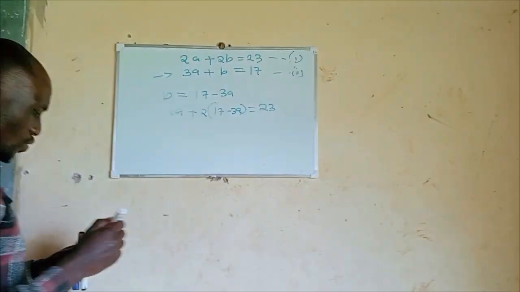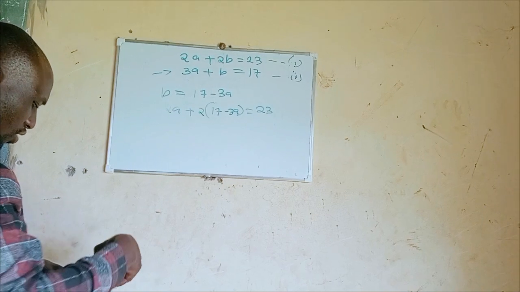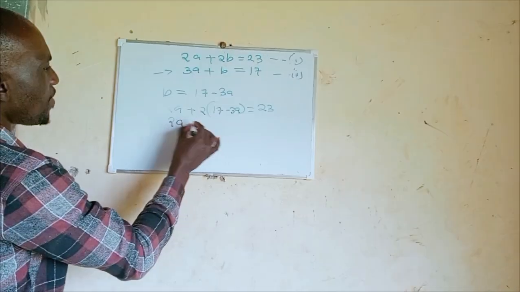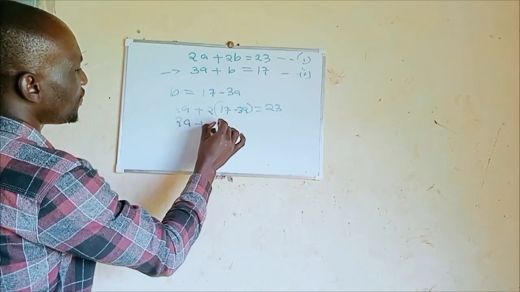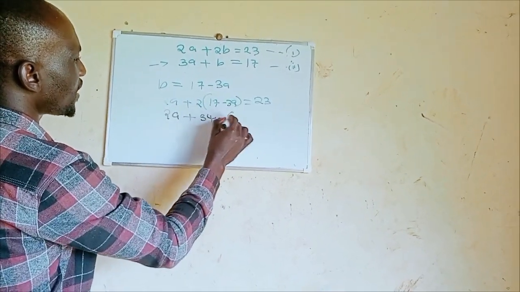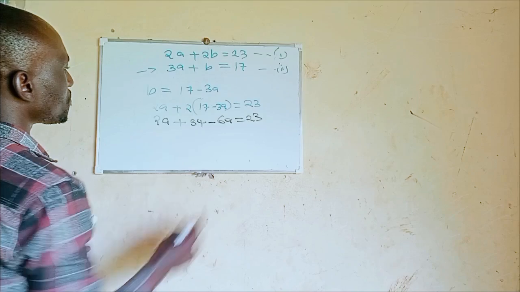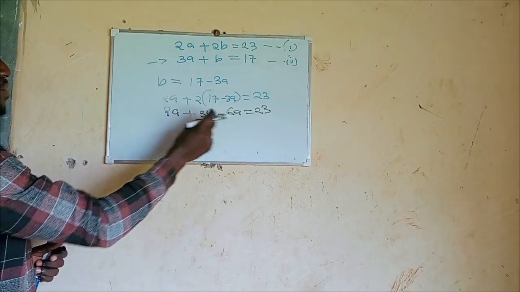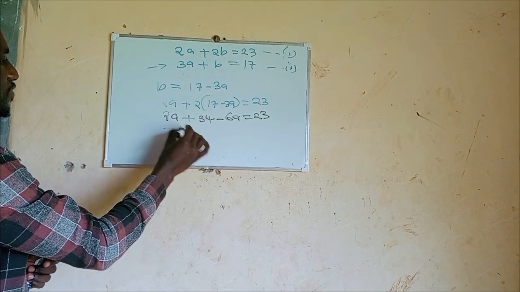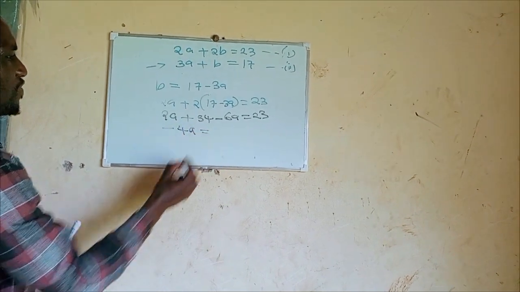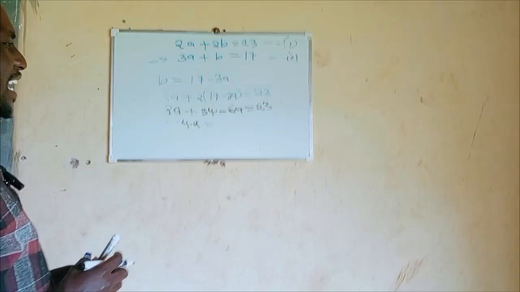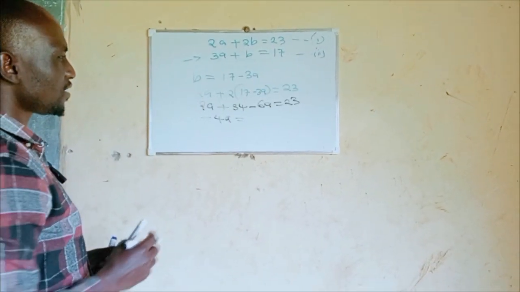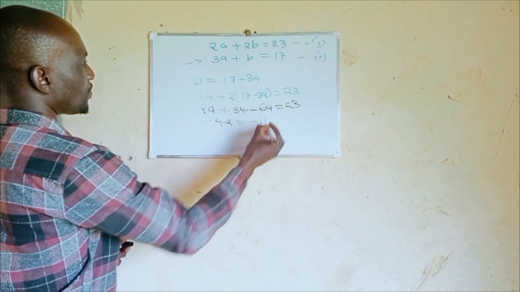Removing the bracket will yield what? Let me try to change the marker pen if it works for us. So that will be 2A plus 34 minus 6A is 23. Collection of like terms requires us to have 2A minus 6A, that is negative 4A, being equivalent to 23 minus 34. Is that negative 11, right? That should be negative 11.